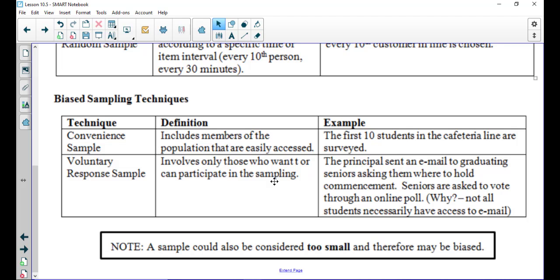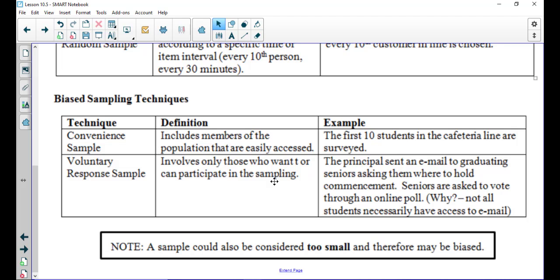Now, voluntary response sample, this is used quite often. This is like the reviews that are left on TripAdvisor or Yelp. Those are voluntary responses. People are choosing to respond. Or even when we look on social media and we look at comments that people make on Facebook or Instagram or TikTok, those are biased in and of themselves because it's voluntary. People can choose to respond there. You're not always getting all sides of the information. So this involves only those who want to, that should be 2, or can participate in the sampling.